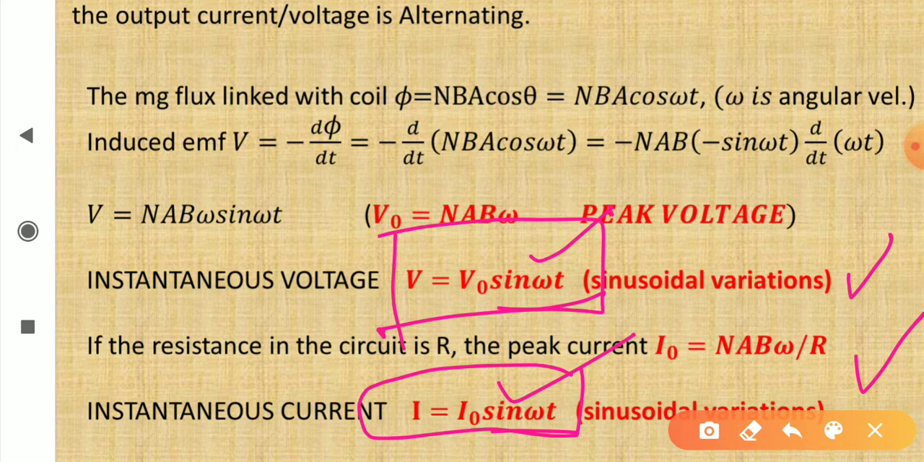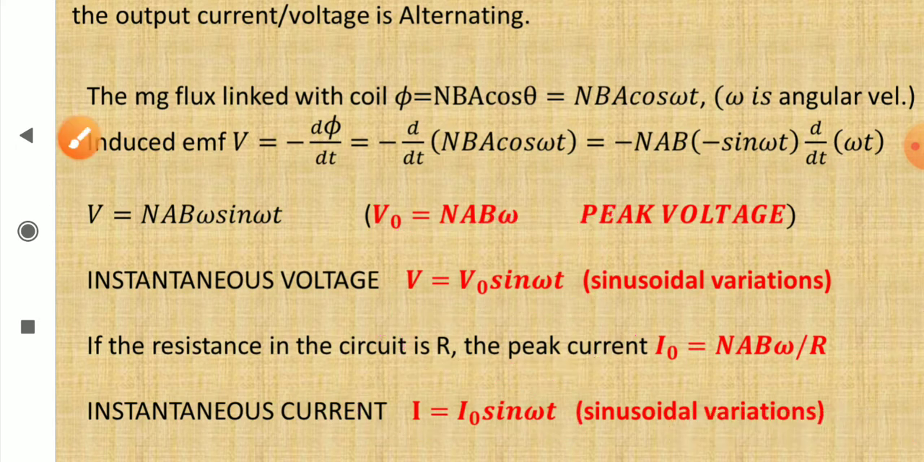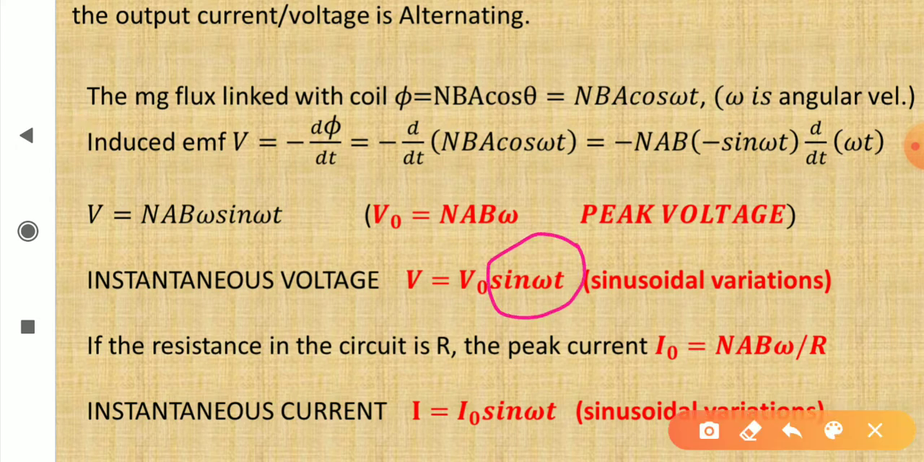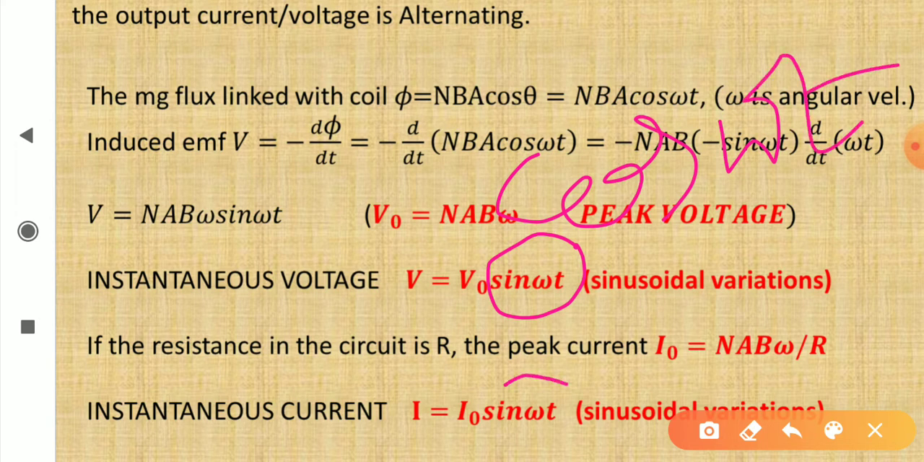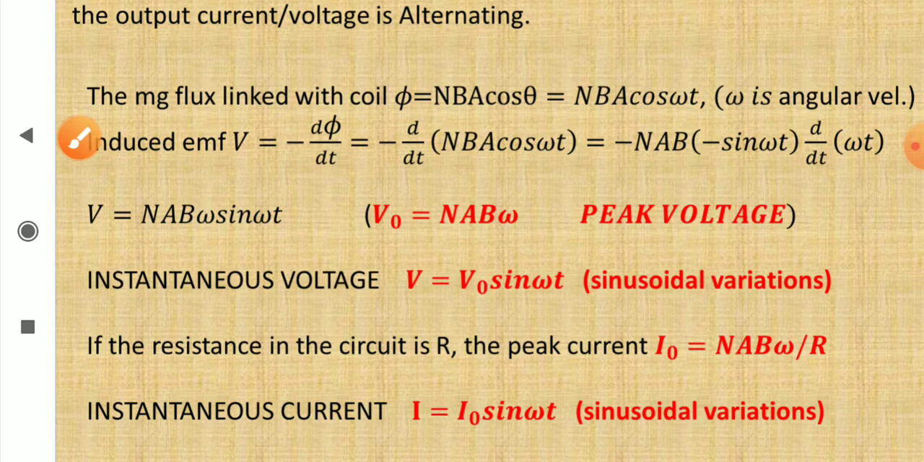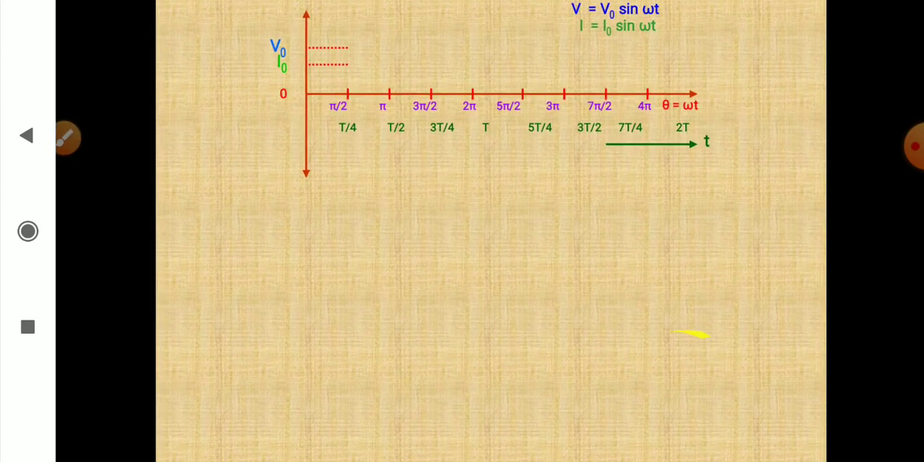And you know that sine can be easily converted to cosine. So in place of sine omega t, we can have cos omega t also. This can be cos omega t also. Then also there are AC voltage and AC current. So let us look at their graphical variation here.